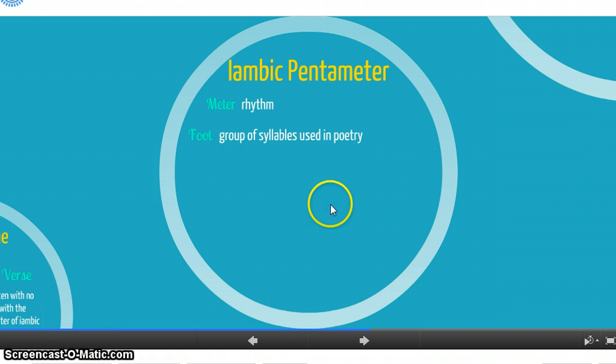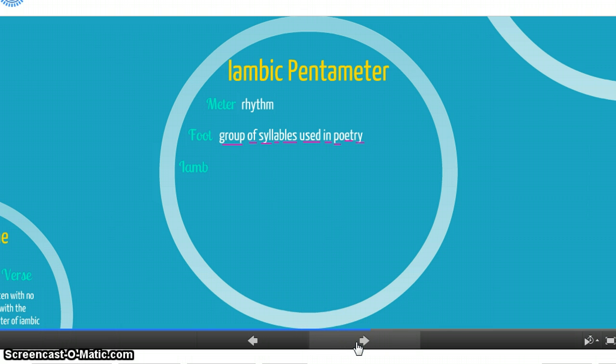And you can remember syllables aren't just words, they are parts of words. So if we break "group of syllables used in poetry" down into its syllables, you have group of syllables used in poetry. So you see the word syllables and poetry both have multiple syllables in them. So a foot could be, if it's a group of two syllables, "group of" would be a foot, "syl-la" would be a foot. You'll see that more closely in a second.